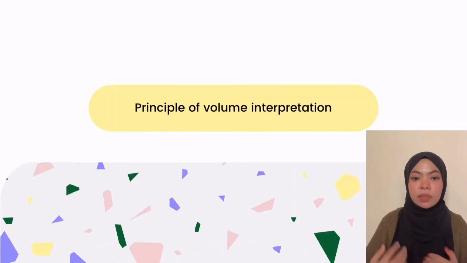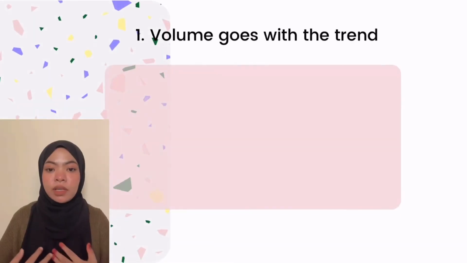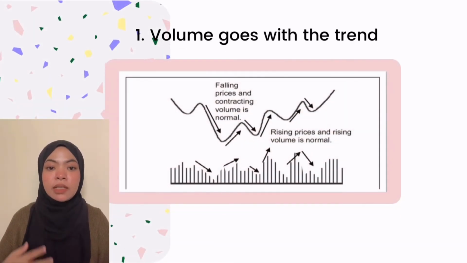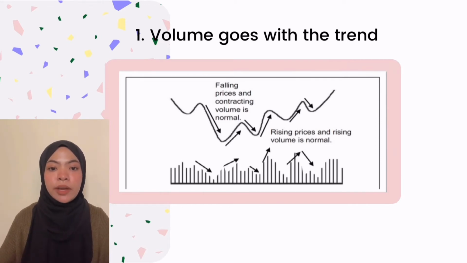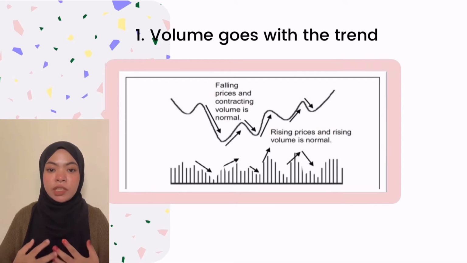Next is principle of volume interpretation. The first one is volume goes with the trend. As you can see on the chart, it is normal for activity to expand in a rising market and to contract in a declining one. In this sense, volume is always interpreted in relation to the recent past.